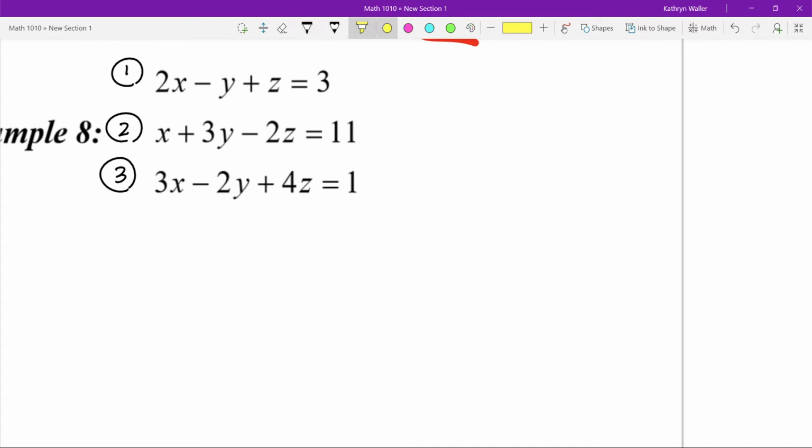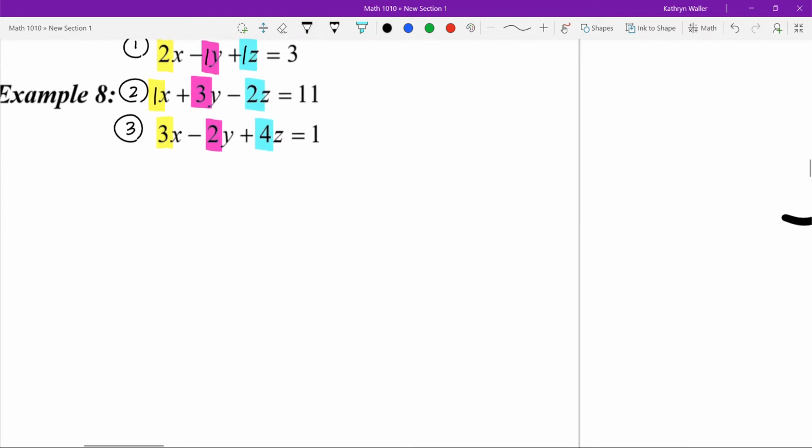Okay, look. X's: 2, 1, 3. Y's: 1, 3, 2. Z's: 1, 2, 4. They all have ones. Look, 1, 1, 1. The fact that they all have a 1 makes them all very good options. Okay? Someone tell me what you would choose. What would you choose to eliminate?